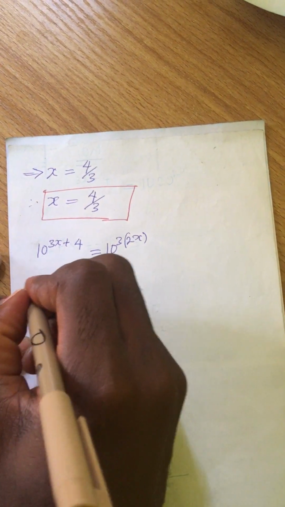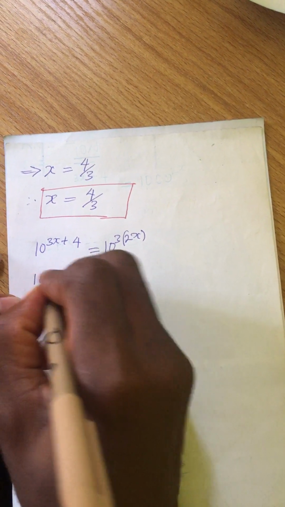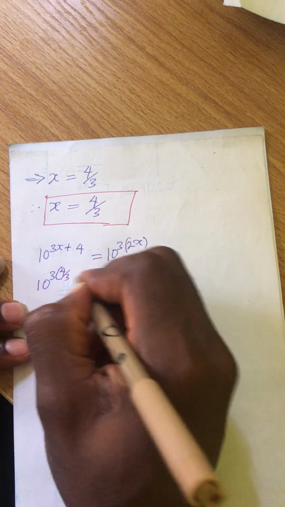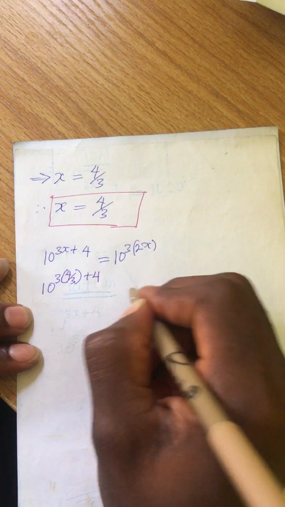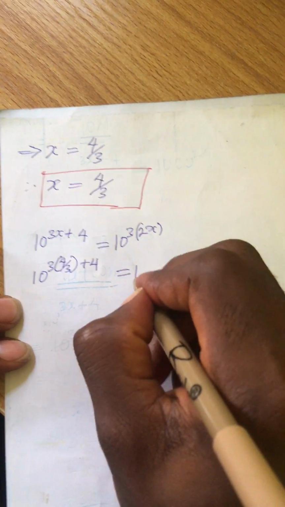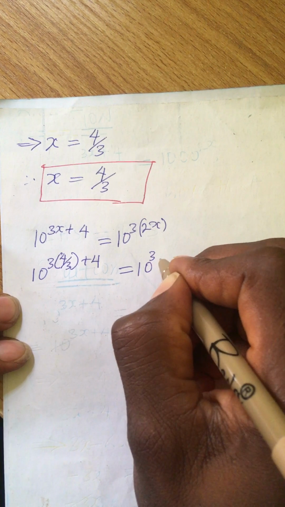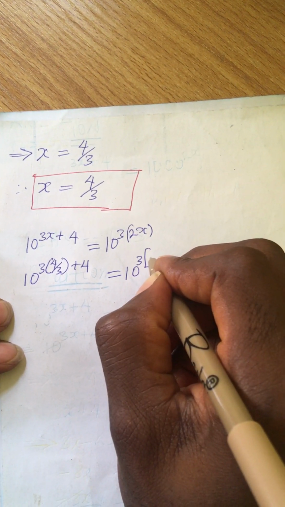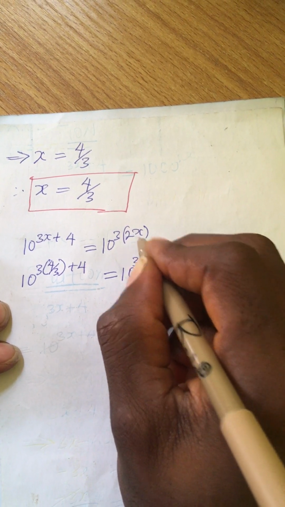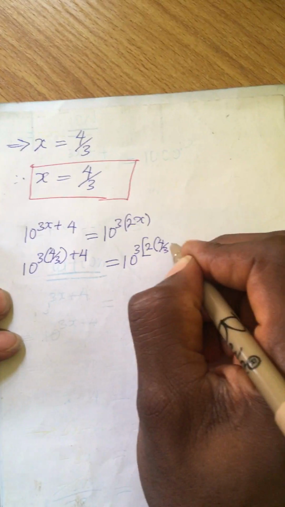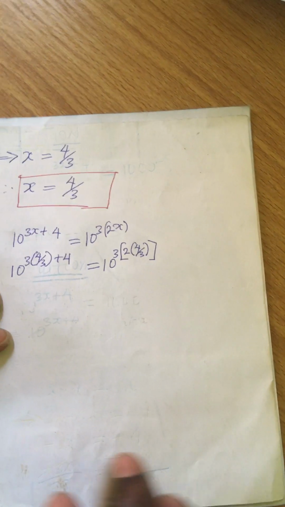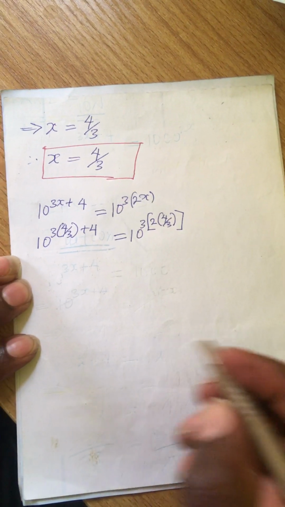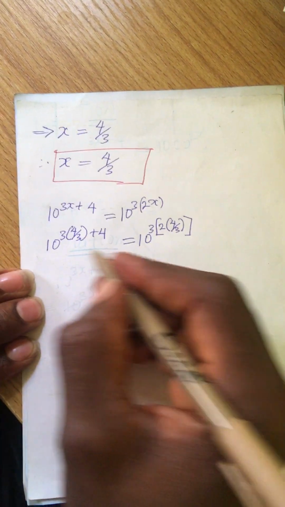So therefore, we are going to be having that 10 raised to the power 3. Remember we said 4 over 3 because we are having x here, plus 4 is going to be giving us 10 raised to the power 3. Let's use a big bracket, 2 bracket, x we said is 4 over 3. Close the bracket, and with a bigger, a square bracket, as it's called in mathematics. So we move to the next step.